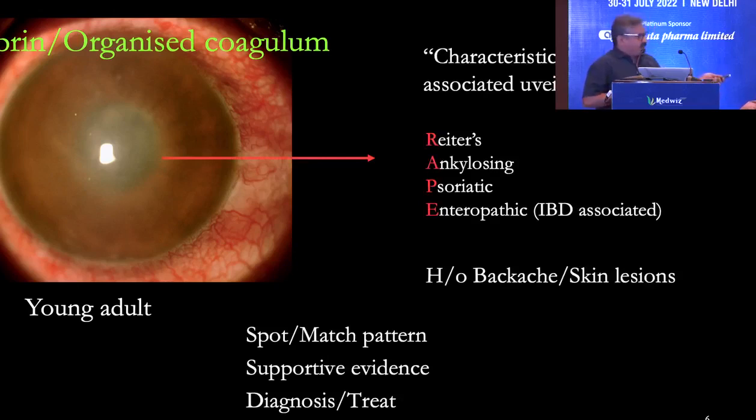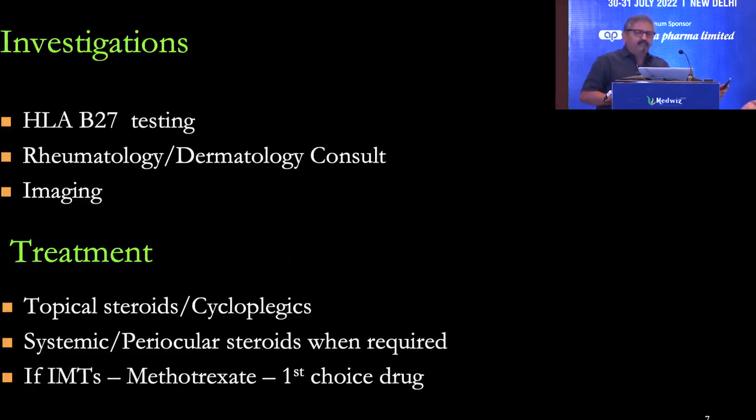So then you ask history related to any of these 4 diseases. So an organized coagulum or a fibrin in a young adult, you start asking about history of backache or skin lesions. If you are allowed to do one test, then you do HLA-B27 testing. If any patient comes like this and you are allowed to do only one test, do HLA-B27 testing, do the associated cross consultation like rheumatology or dermatology, and image whatever they advise.